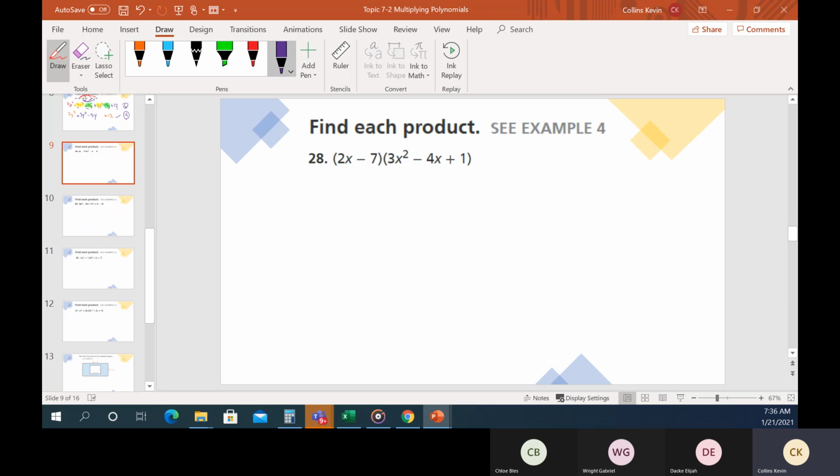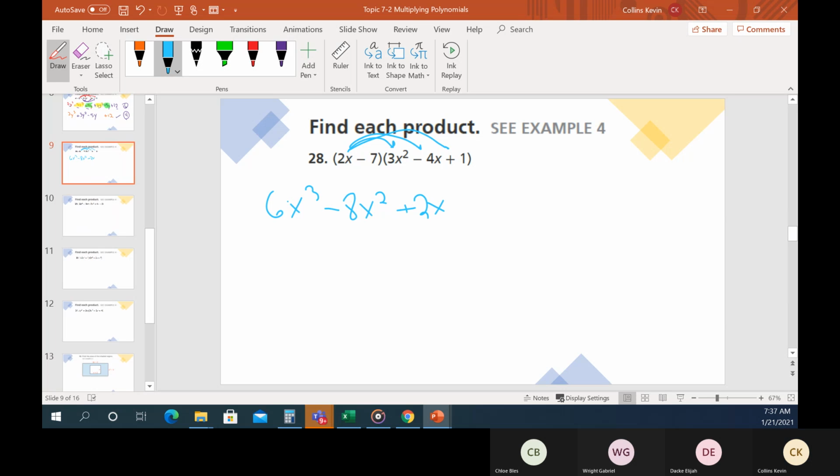All right, so second verse, same as the first. Start with the 2 x's. So we do the 2x. So 2 times 3 is going to be 6. X to the first, x to the second is x to the third. And we do 2x times 4x, so we get 2 times negative 4, negative 8. X to the first, then x to the first, x to the second. One more time. 2x times 1 is just 2x.